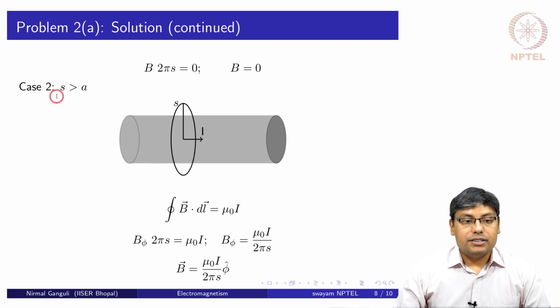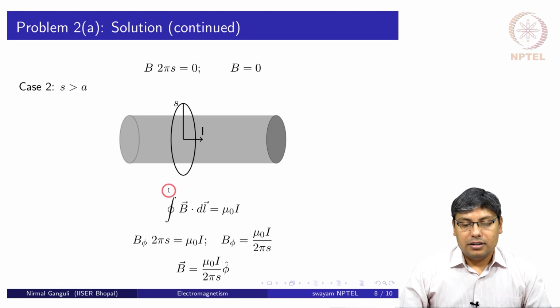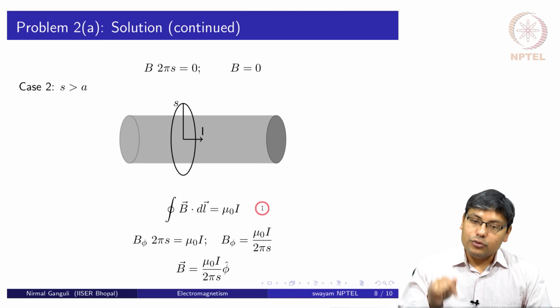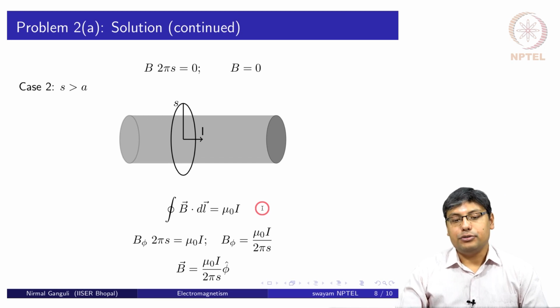And for case 2, we have S greater than A. When S is greater than A, we have Amperian loop outside the cylinder, of course coaxial to the cylinder, but outside. In this kind of a situation, we can write a closed integral over B dot dl is mu naught times I, because the entire current is now enclosed by this Amperian loop.